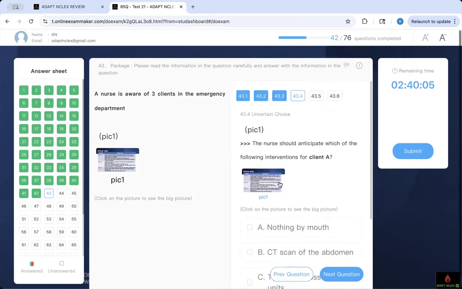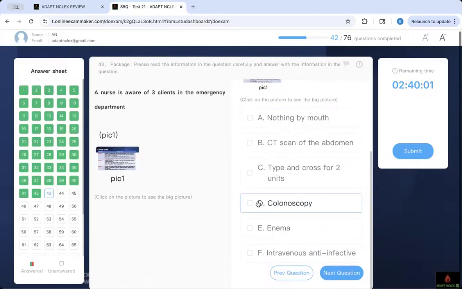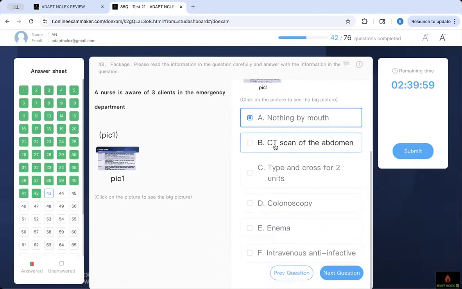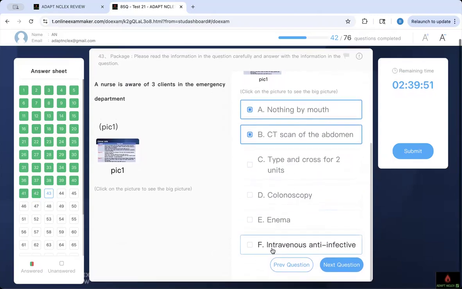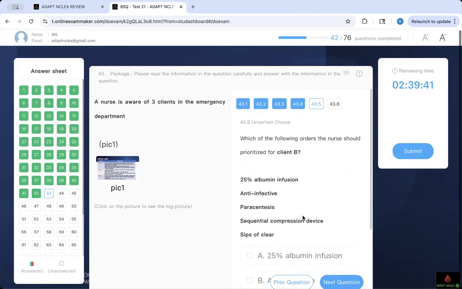You know this patient has diverticulitis. What do you do for diverticulitis? Don't eat anything. Get a CT scan. We don't need to transfuse them blood. We don't need colonoscopy. We don't need enema. They will need antibiotics. You see, that's the key. If you give them colonoscopy, they perforate. If you give them enema, they perforate. They don't need blood. They're not bleeding.